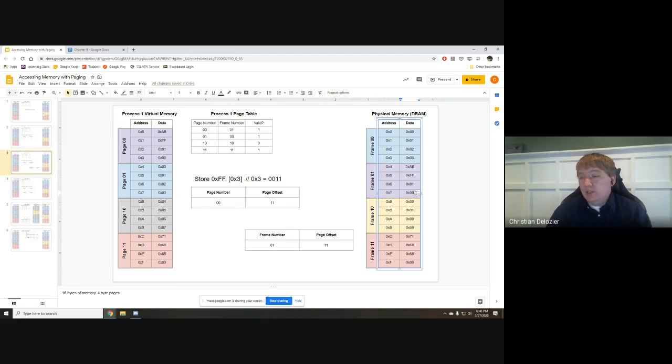And what we would do is then we would write that value FF both into virtual and physical memory. And really what's happening here is that there's not an actual write to virtual memory. It's just that virtual memory has been mapped onto physical memory in this way. And so when we write to address 0x7, because this page is mapped to that address, we are virtually writing the value FF to page 0 at address 3.